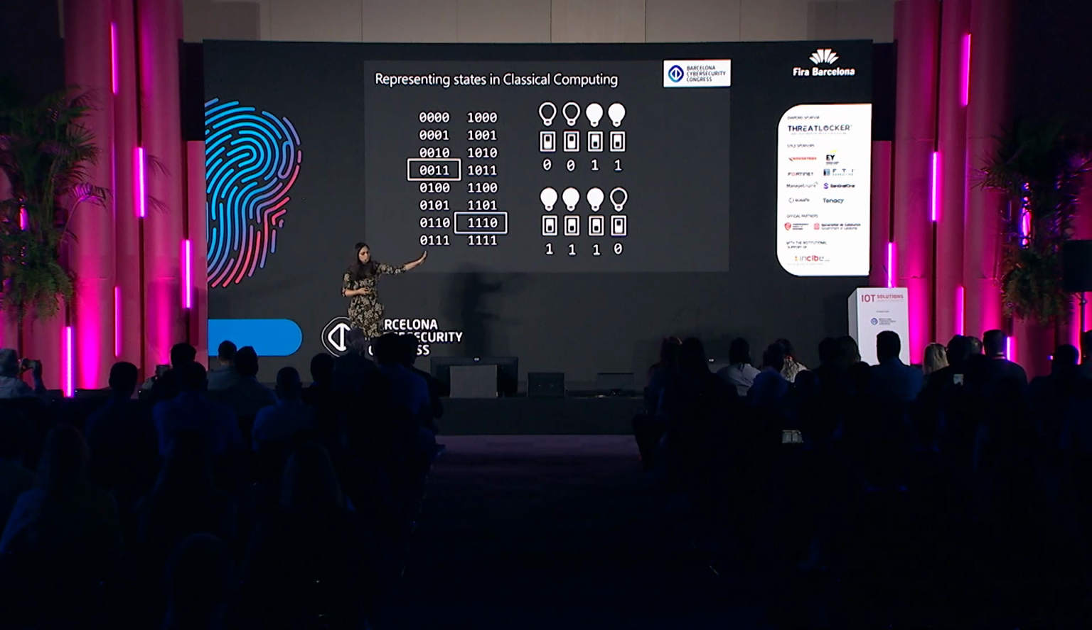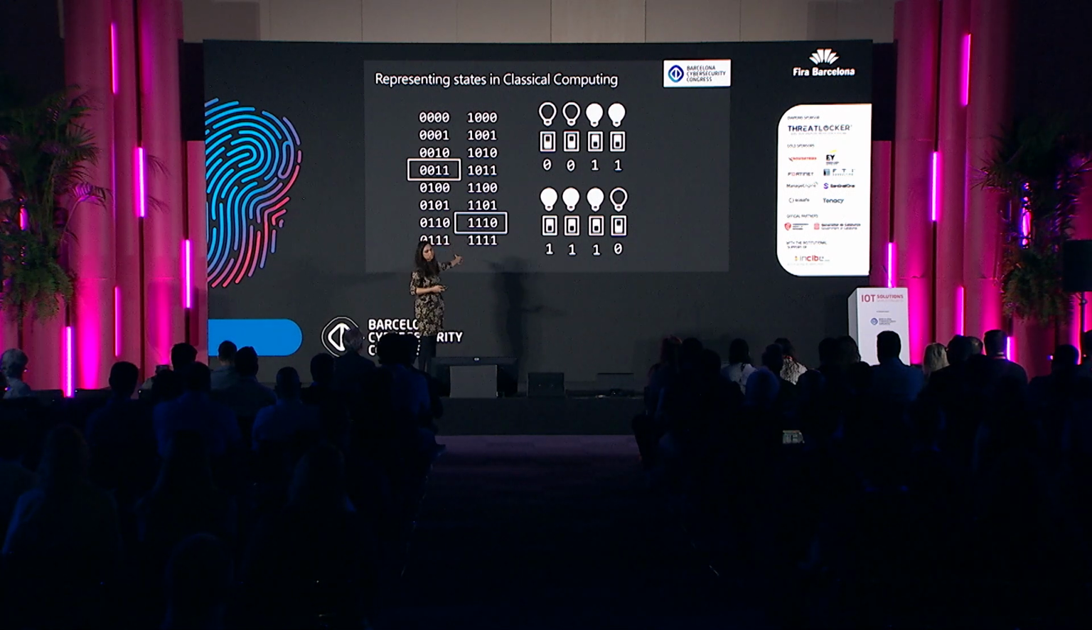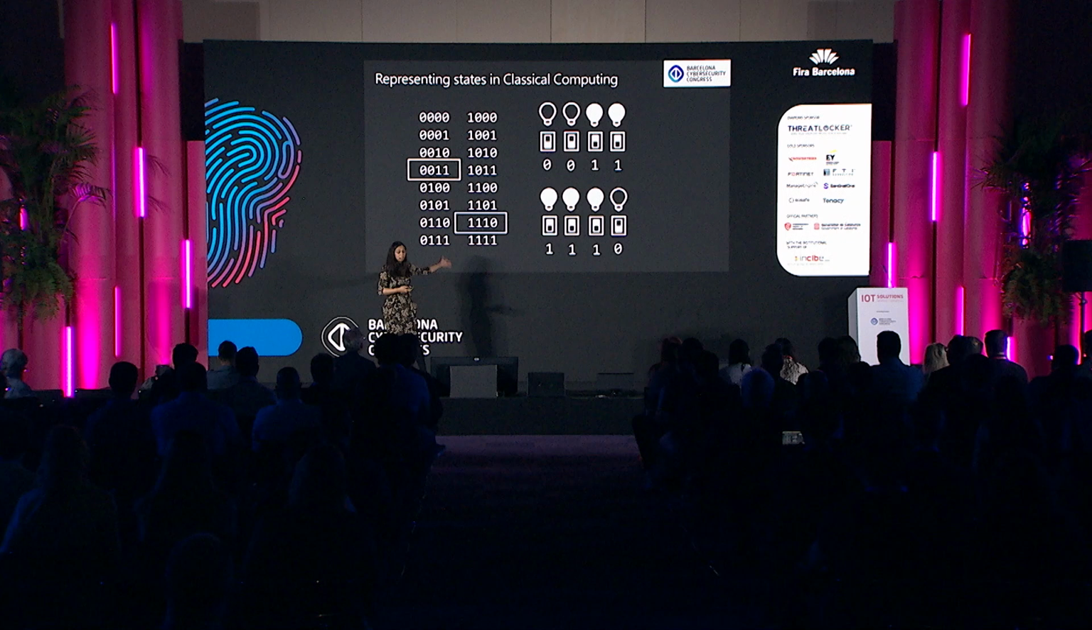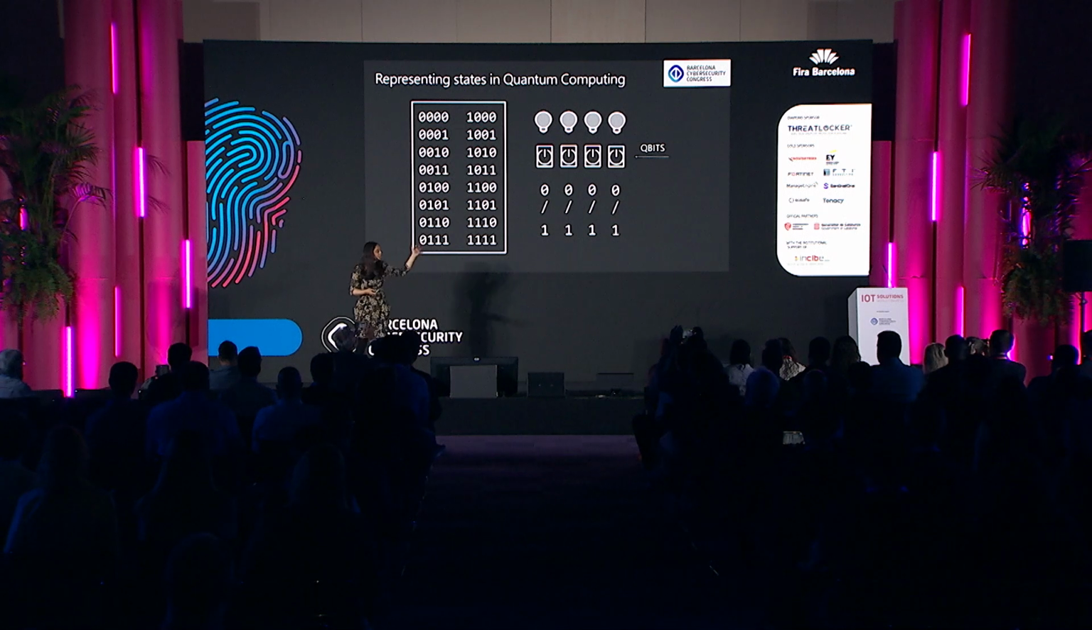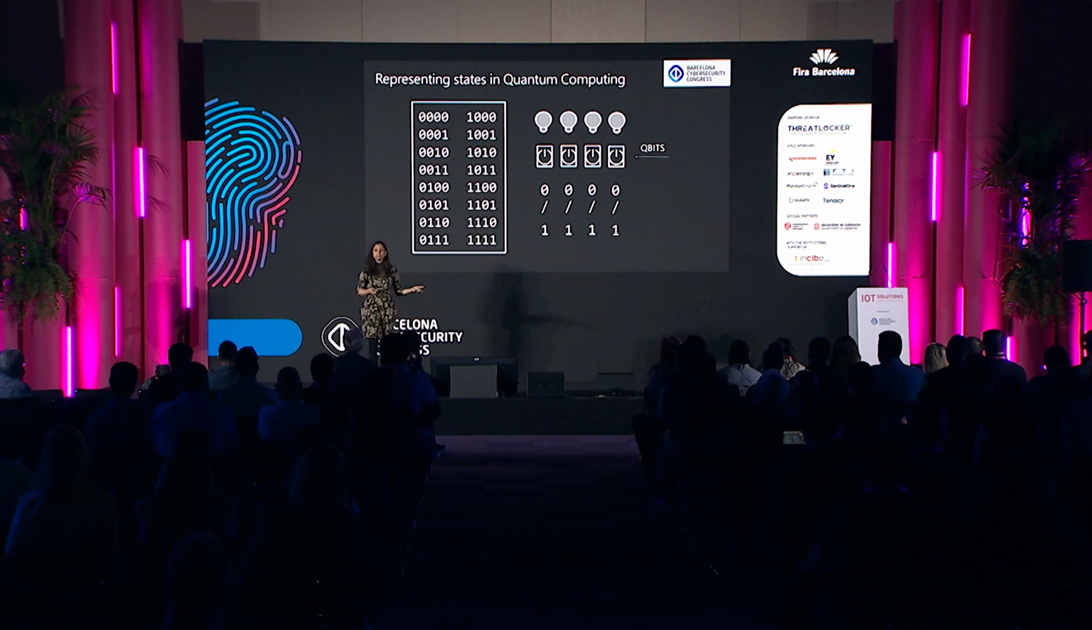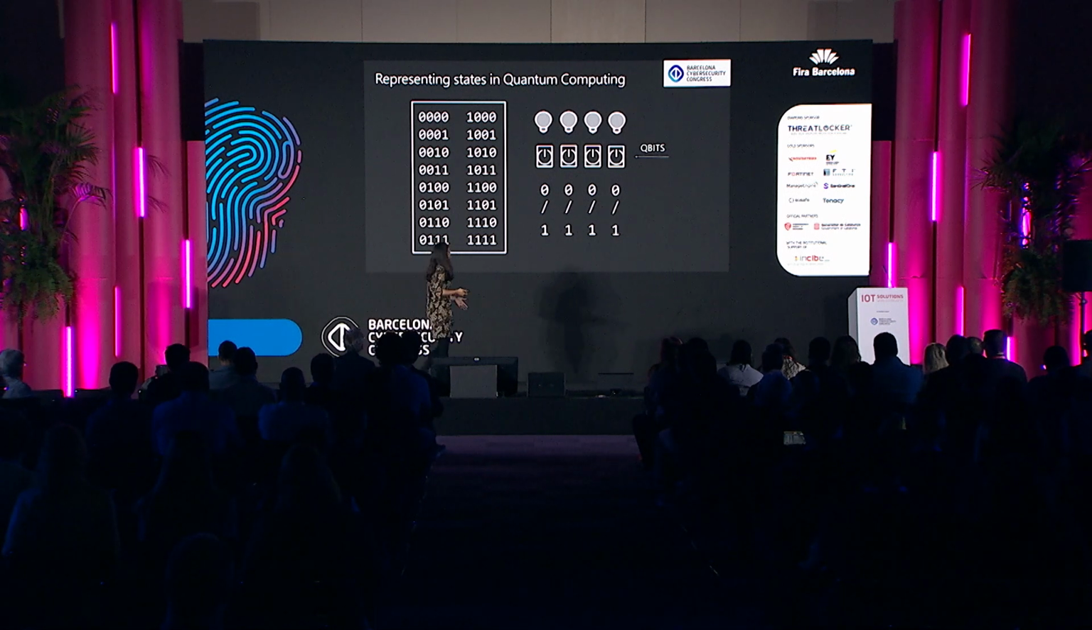In a classical world, if you have 4 bits, you can utilize one state at a time out of the 16. But with quantum compute, if you have 4 qubits as opposed to 4 bits, you can read all 16 states at the same time, because qubits can be in superposition. So 4 bits is equivalent to 16 states. That's 2 to the power of n, so this is quite exponential.